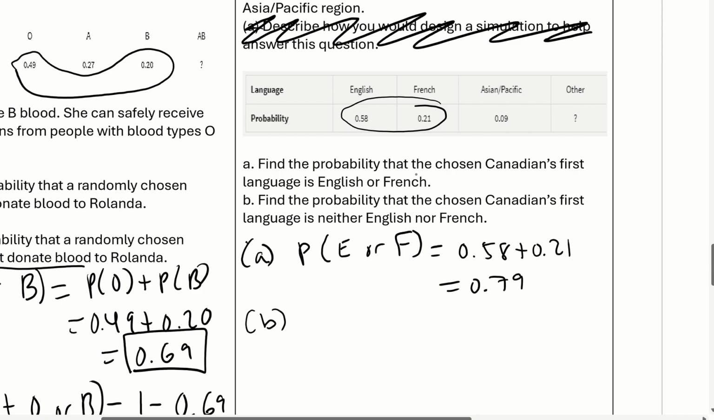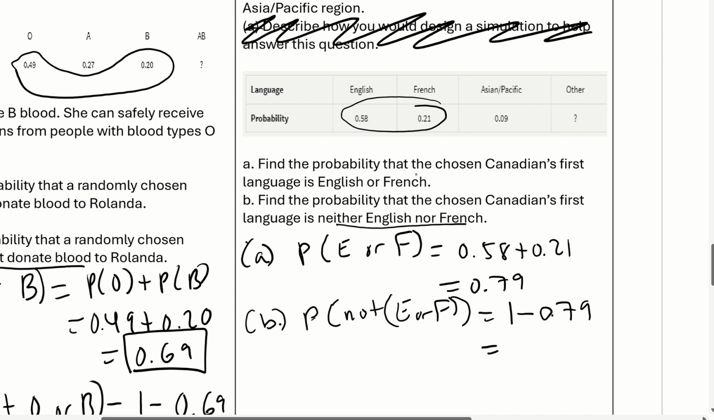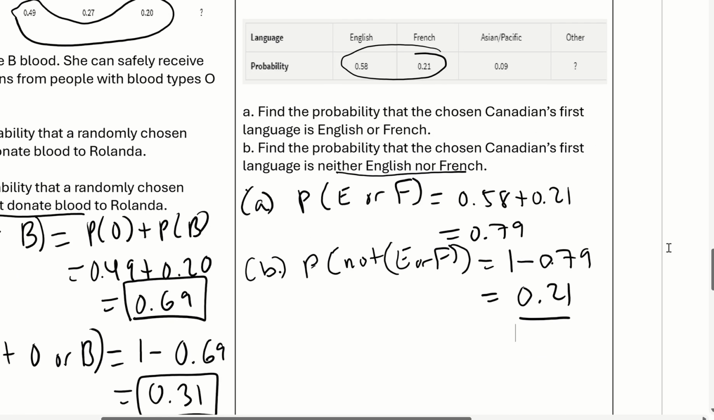All right, and then part B, find the probability that it's neither English nor French. So the probability of not E or F, right? That just means to do 1 minus the probability. So it's going to be 0.21. That's it. You just literally subtract from 1. You don't really need to find this other. You just simply use the complement rule. All right. If you want to find the other and then add those two together, you can, but that's not necessary.